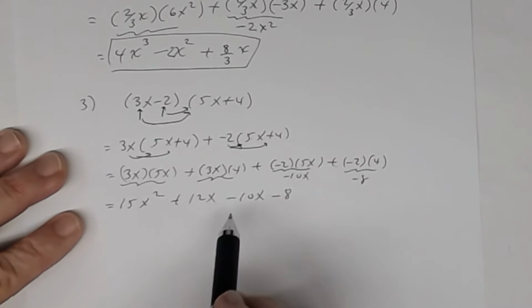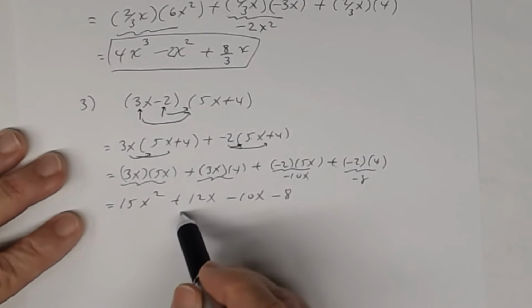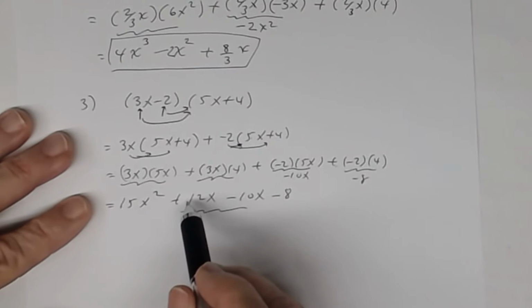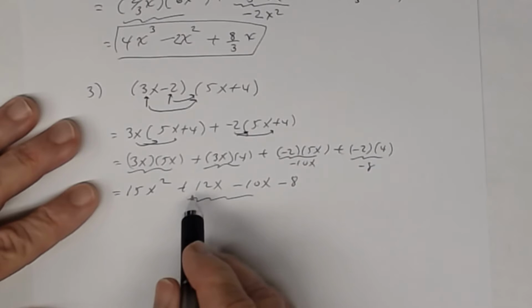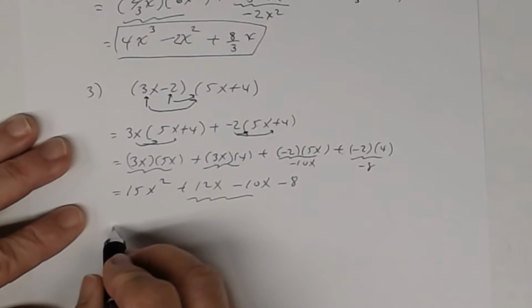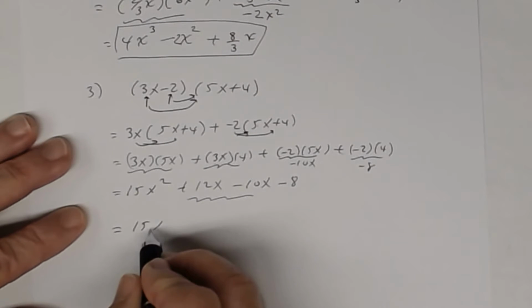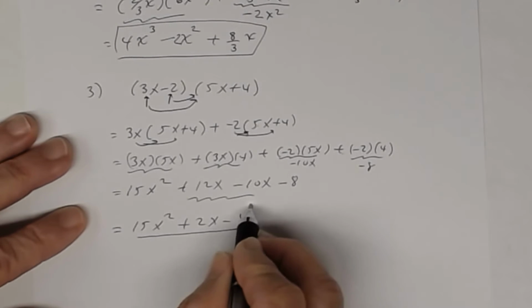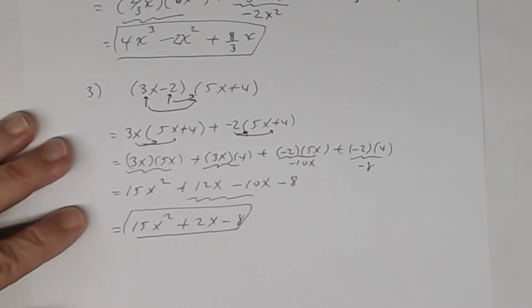Okay, but remember, you can't leave your answer like this because you need to combine like terms if you can, and those are like terms. So 12x and a negative 10x, 12 and a negative 10, that is 2. So this becomes 15x squared plus 2x minus 8. All right, so that's this one.